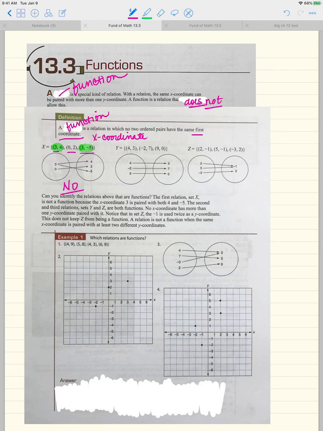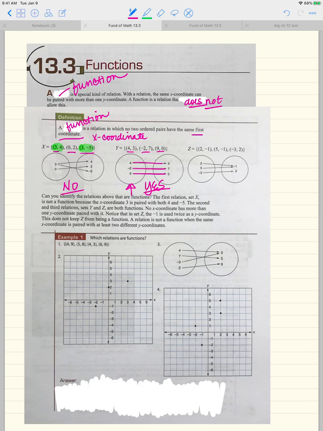How about relation y? We have ordered pairs (4, 3), (-2, 7), and (9, 0). Take a look at the circle mapping. We see a 4 to 3, -2 to 7, 9 to 0. Any of those x coordinates have 2 arrows coming off of them? No, none of the x coordinates are the same. So, is relation y a function? Yes, it is. It is a function.